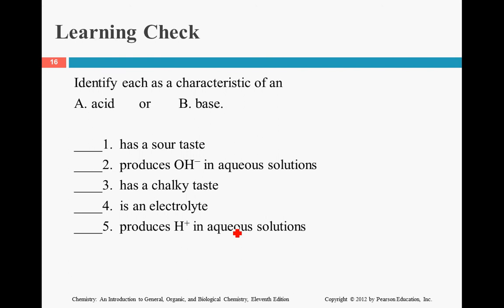So let's just review a little bit about what we've learned so far. Which one has a sour taste? Is it the acid or the base? It would be the acid. Produces OH- in aqueous solutions. That is the Arrhenius definition of a base.